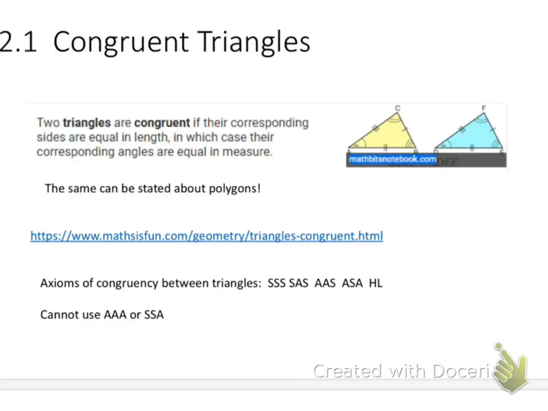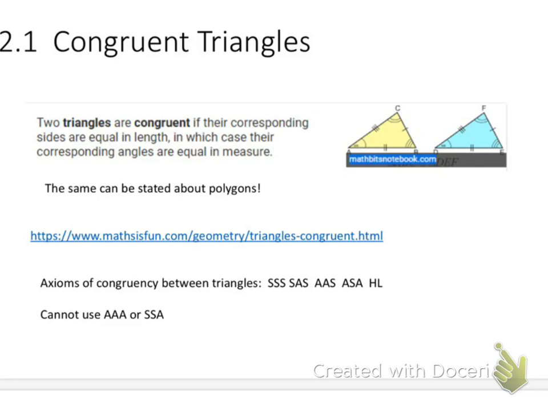Okay, on this page we talk about congruent triangles. We just did a little intro to that on the previous page. So 2 triangles are congruent if their corresponding sides are equal in length, in which case their corresponding angles are also equal in measure. You can say the same thing about other shapes that are polygons. In that situation, just like for congruent triangles, all sides are equal to each other as they correspond, and all angles are equal as they correspond between one shape to the other.